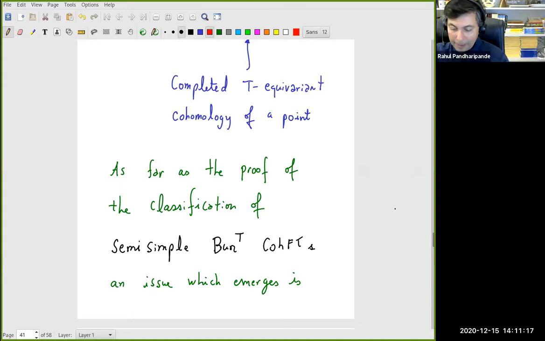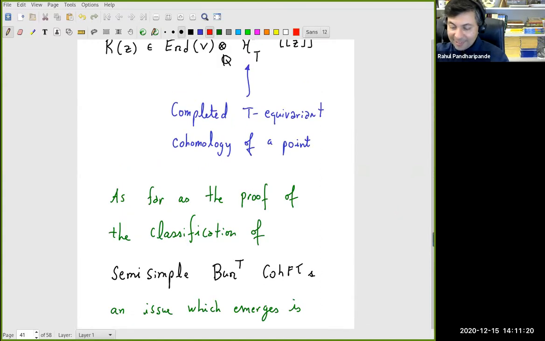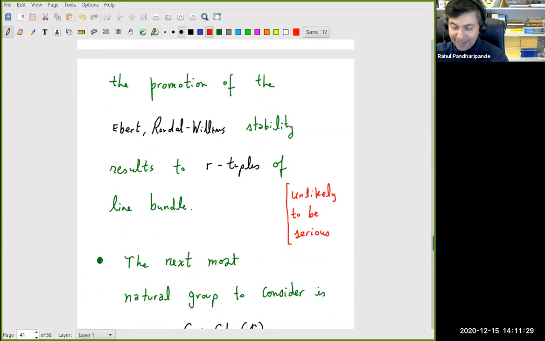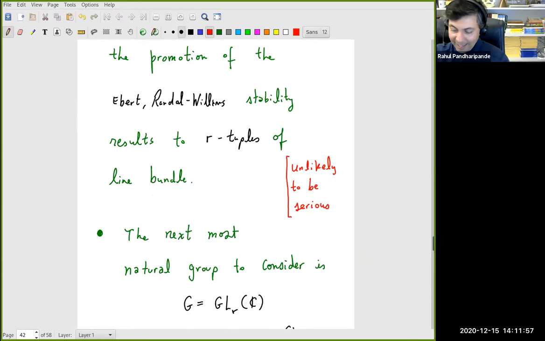As far as the proof, I sketched the hope of the proof, and is there anything different in the hope of the proof for the torus case? There's only one point, which doesn't seem to me should be too serious, but I haven't read any of this. You have to promote these Ebert and Randal-Williams stabilities to R-tuples of line bundles, some fiber products of the Jacobian instead of M_g. You need some kind of Mumford-type stability for that. My feeling is it's unlikely to be serious, but I haven't, strictly speaking, asked Oscar. So one of the things on the to-do list is to ask Oscar whether this is an issue or not. But anyway, that's for a product of C star, which are tori, and you can imagine that's not going to be a big deal.